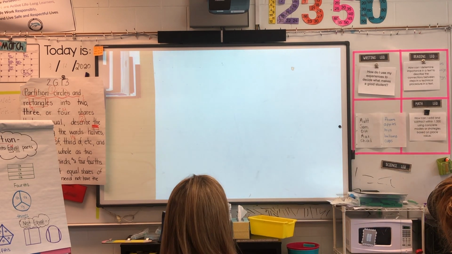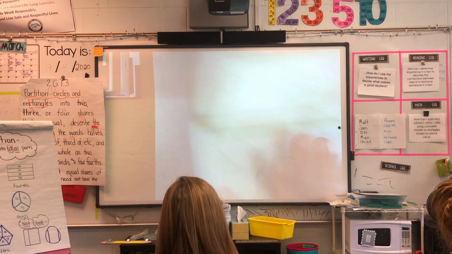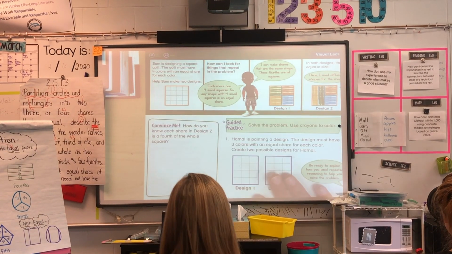Today's going to be kind of fun because we get to pull out the colored pencils, my friends. Woohoo! We are going to color. All right.